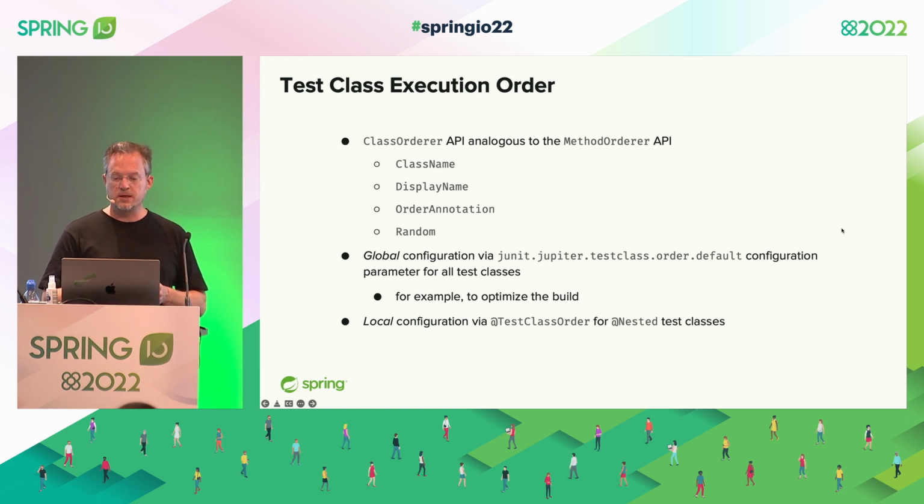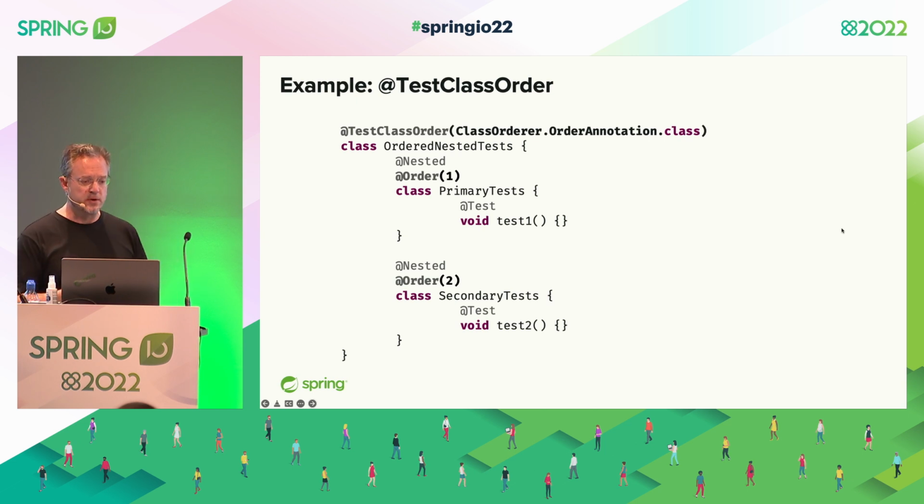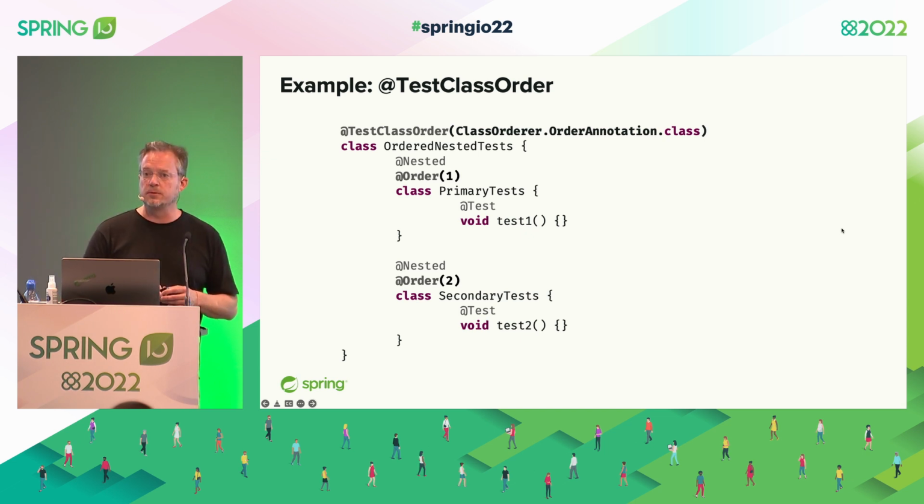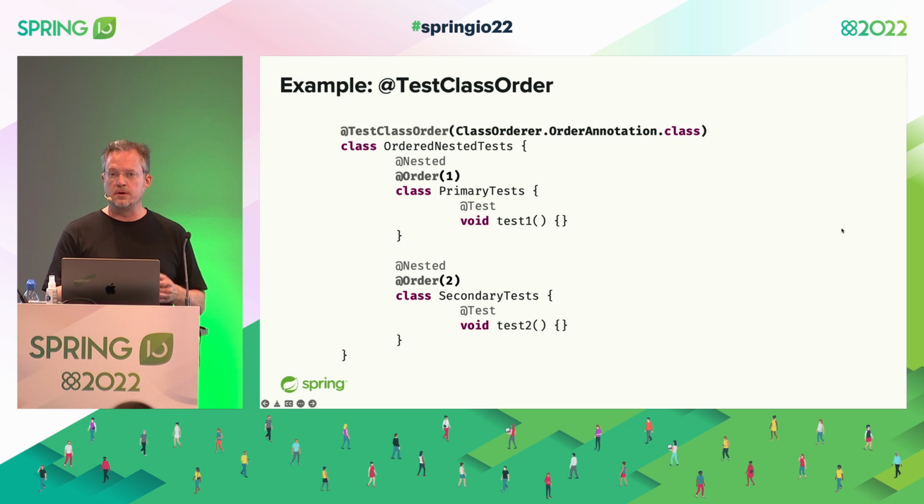Now, one thing you can do though, if you have nested test classes, you can configure those locally with an @TestClassOrder annotation for nested test classes. So here we have an example. We have ordered nested tests. We have 2 nested test classes in there, annotated with @Nested, and we're setting the class order to be the order annotation implementation, and we're specifying we want this group of nested tests to always run before these. So you might have some use cases for that when you have nested tests.